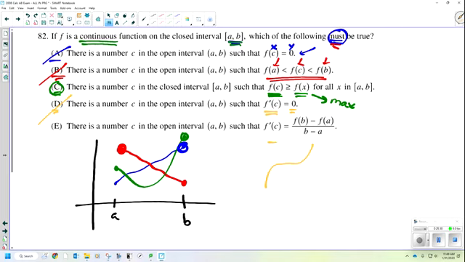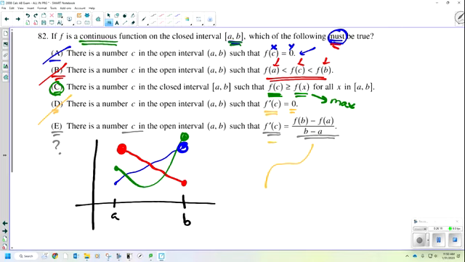The one I really had to look at in this question was E, because some people will say, how come it's not E? Let's go to the gray. There is a number c in the open interval such that the derivative is the same as the average rate of change for my endpoints. That's a rule, isn't it? If something does not have any breaks or gaps in it, there has to be a point in between where the slope equals the average slope of the endpoints. It's the Mean Value Theorem.